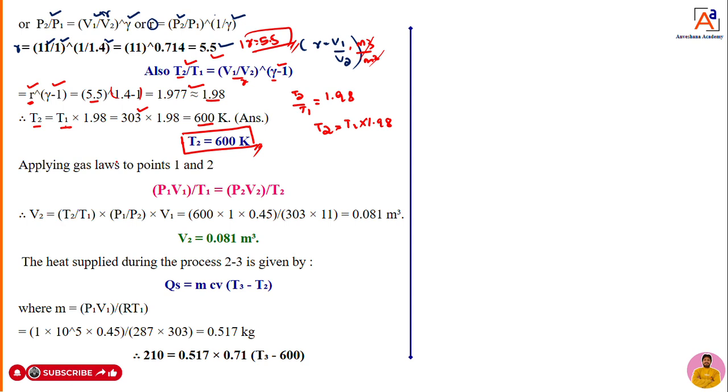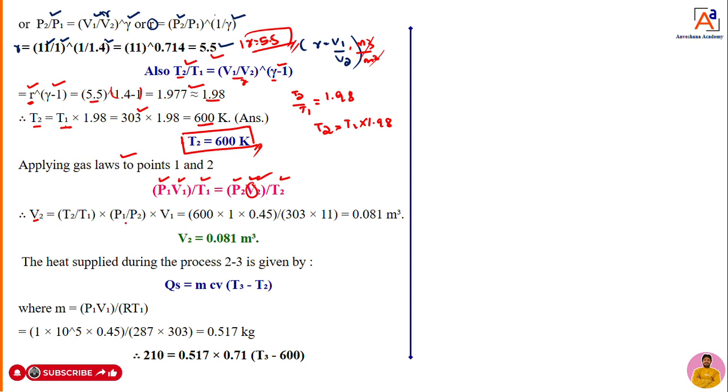Okay, fine. Now applying the gas law, again for the adiabatic compression process, I will apply P1 V1 divided by T1 is equal to P2 V2 divided by T2. Now what is the V2 value? I don't know the value of V2. We already know P1, V1, T1, and P2 and T2 we have already calculated, but we don't know the value of V2. That I can calculate here now.